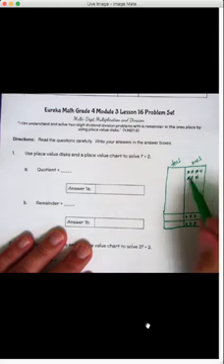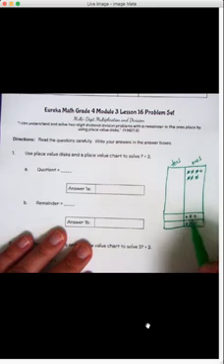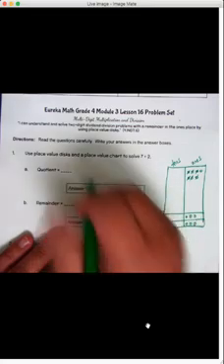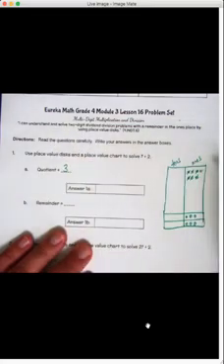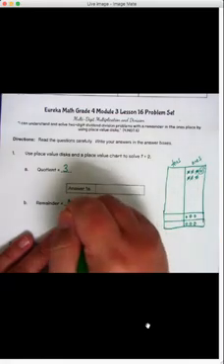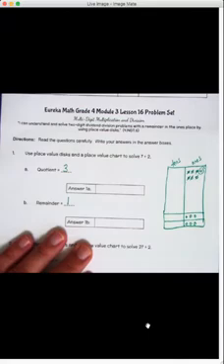So if I take 7 ones and I divide them in 2 groups, how many am I going to have in each group? 1, 2, 3. So our quotient is going to be 3, but we have this little guy up here left over. He's our remainder, so that leaves a remainder of 1.